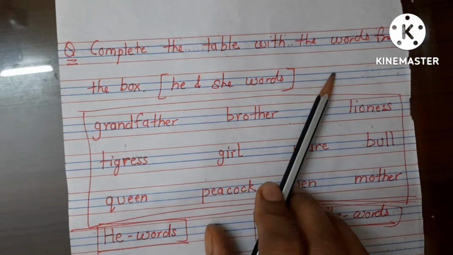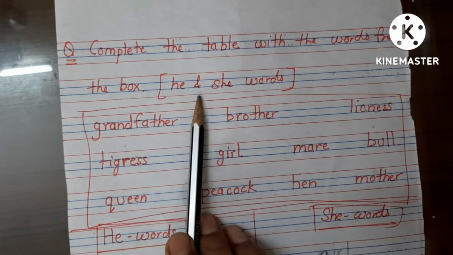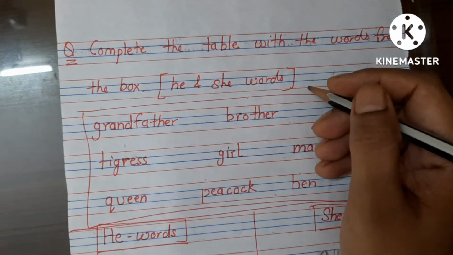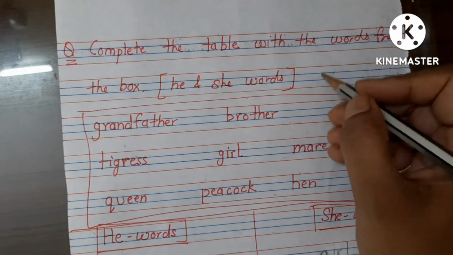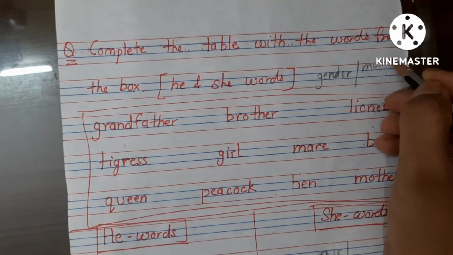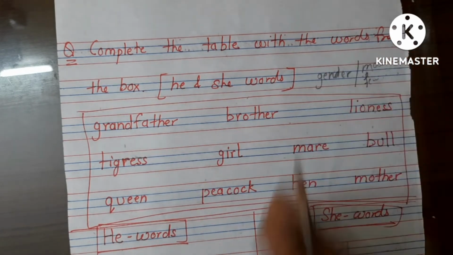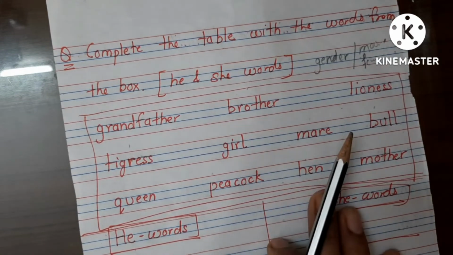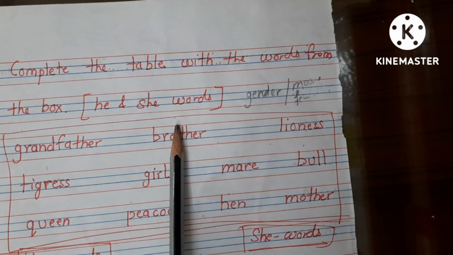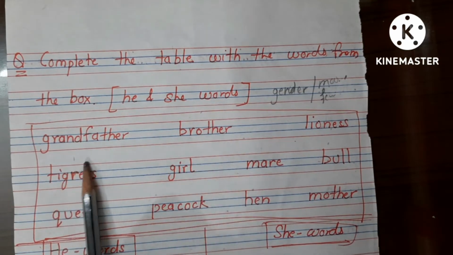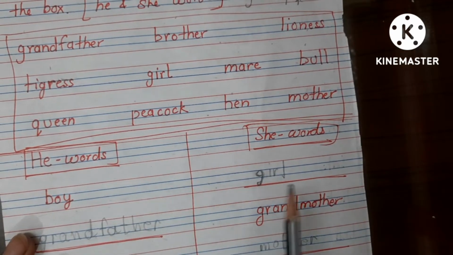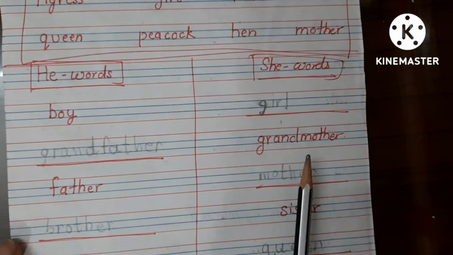Okay, next question we have, complete the table with the words from the box. So here, as you can see, a box is given in which few words are written, and the child has to select words from this box and write in the blanks given in the question. So as you can see here, the child has to fill he or she words. You can say gender words or masculine or feminine words. For younger children, we use he or she words because they understand it in a better way. So for the he word, first he word, boy is given. She word for the boy is girl.